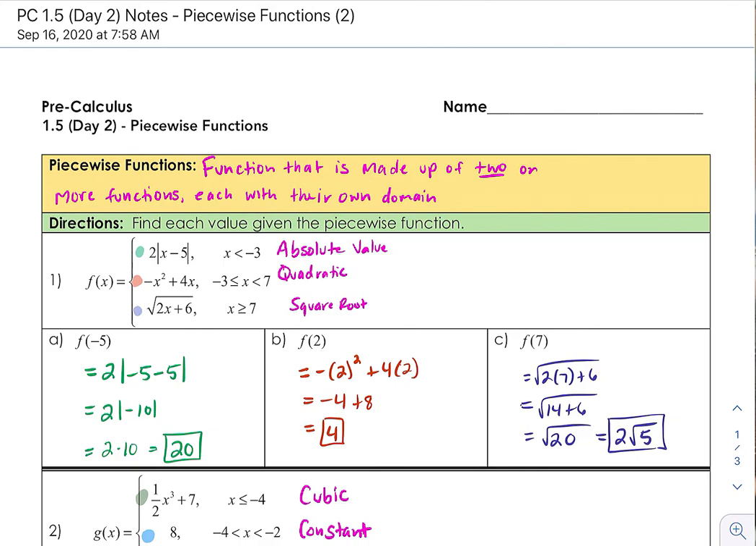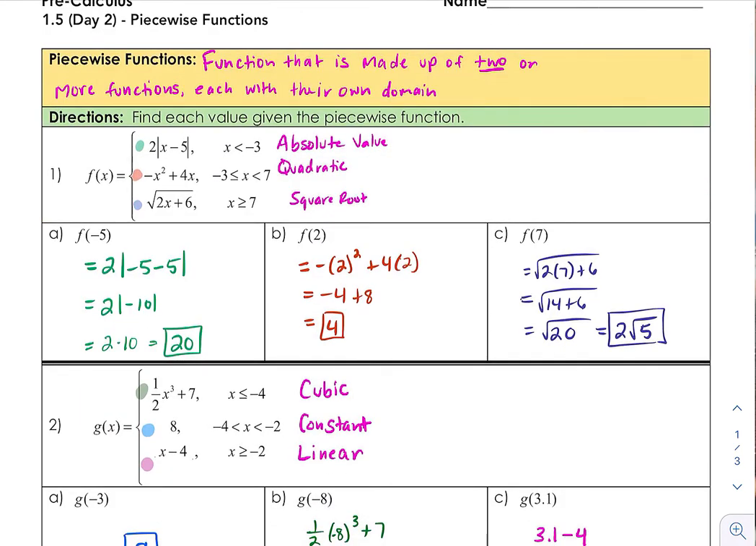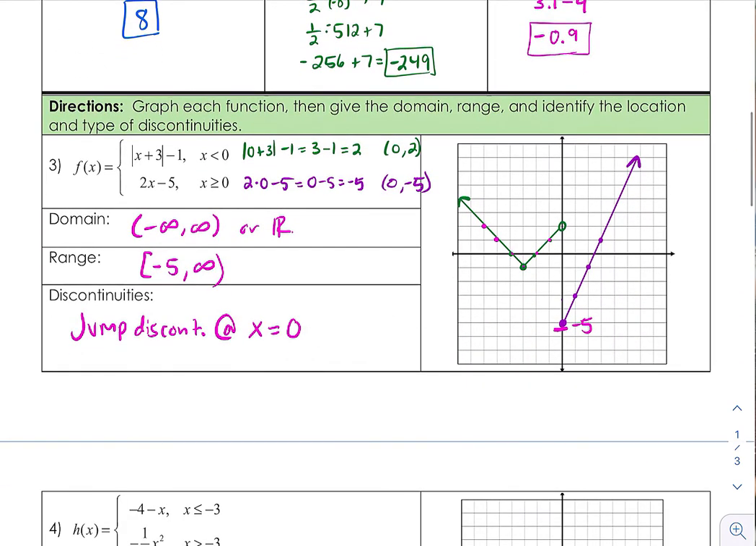To continue with the 1.5 day 2 notes talking about piecewise functions, we first began in class and we saw what a piecewise function is defined as. Then we looked at evaluating a piecewise function at different points and how to pick which of the different sections of a piecewise function we want depending on what x value we have. And then we started with some graphing.